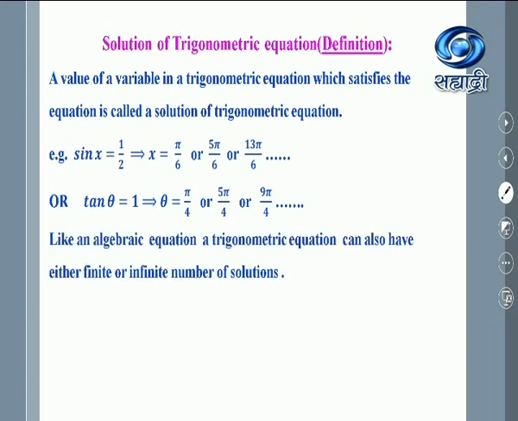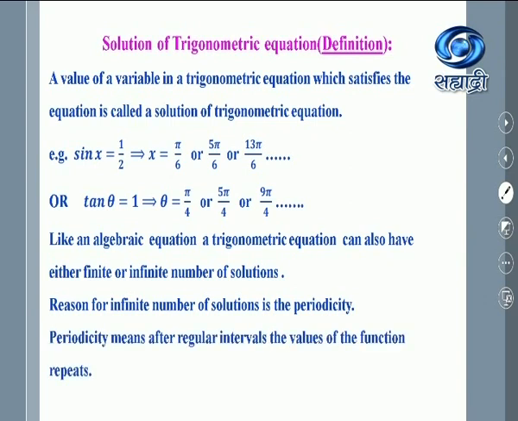Clear? So please remember, like an algebraic equation, a trigonometric equation can also have either a finite or infinite number of solutions. Remember, for the trigonometric equations sin x is equal to half and tan theta equal to 1, we got infinitely many solutions. But if we put restrictions on these equations, obviously you will get the finite number of solutions.